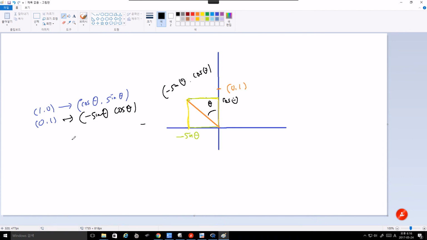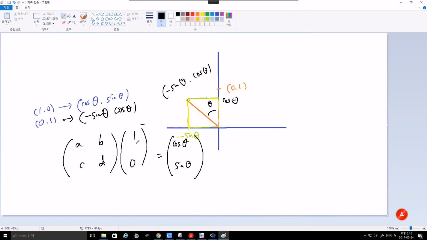So you want to think about the matrix A, B, C, D, such that if you apply (1, 0), it becomes (cosine theta, sine theta), right? If you multiply (1, 0), it picks only the first column. Therefore, what we can do is move this part, cosine, paste, and then this part should be over here.